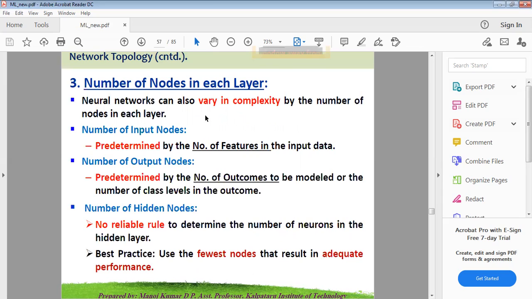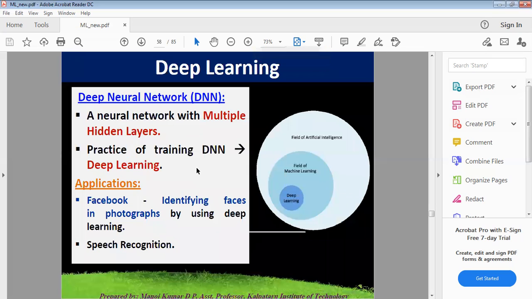Okay. Now you come to the last one, the number of nodes in each layer. Neural networks can vary in complexity by the number of nodes in each layer. So there is the number of input nodes, the number of output nodes, and the number of hidden nodes. If it is a single layer, there is no concept of hidden nodes. So only input nodes and output nodes will be there. If you have multi-layer, you will have input nodes, hidden nodes and then the output nodes.